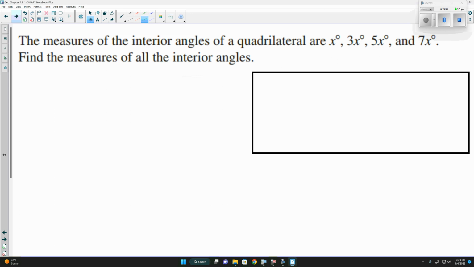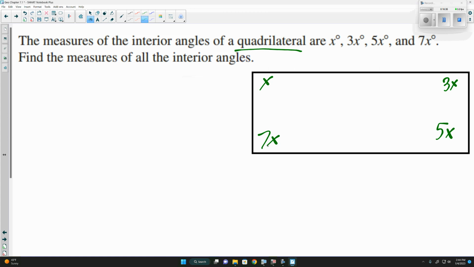Now, the figure isn't necessarily given to us in this problem, but I went on and added one for you. Especially on the ACT, when y'all take that, if they do describe something. So here, the measure of the interior angles of a quadrilateral. Well, we know a quadrilateral has what? 4 sides. I would start off by drawing a 4-sided figure. Give us a picture. I have one here already for us. So the interior angles of a 4-sided figure are x, 3x, 5x, and 7x. Find the measure of all the interior angles.